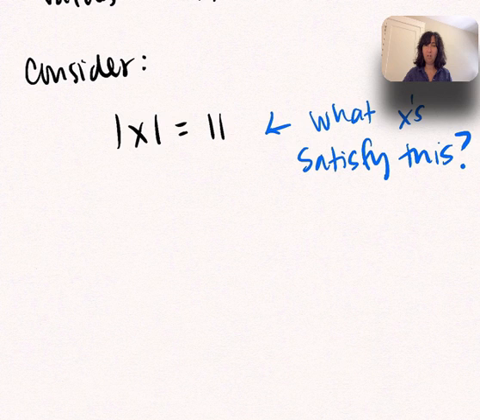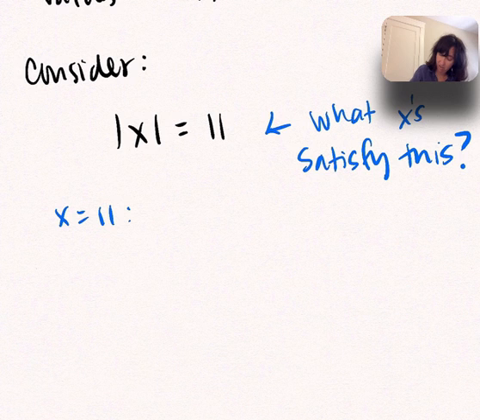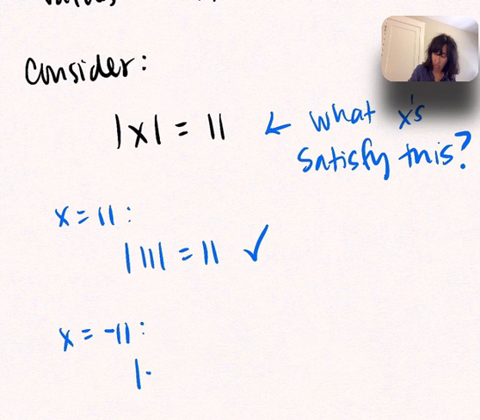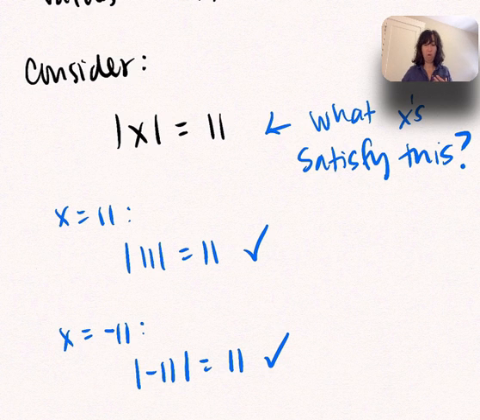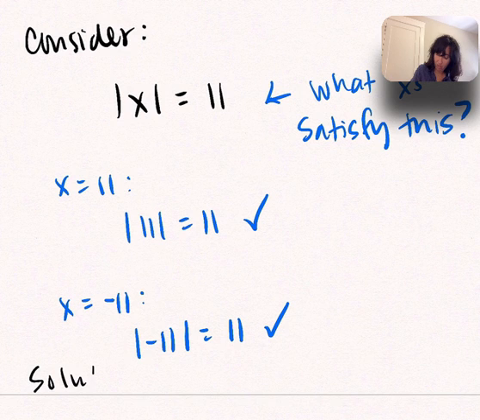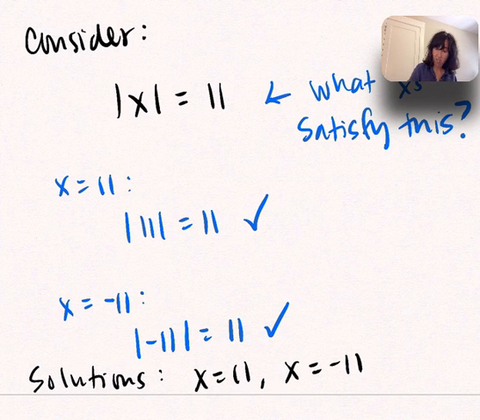Now, if you're thinking x could be 11, you're correct. Let's check. If I do absolute value of 11, that does equal 11. Is there another one? Yes. If I do x is equal to -11, we get absolute value of -11 equals 11. So there are essentially two x's that satisfy that equation. Those are the solutions to the absolute value equation. So our solutions are x equals 11 and x equals -11. And so these are the two things we could put in for x to get 11 out.